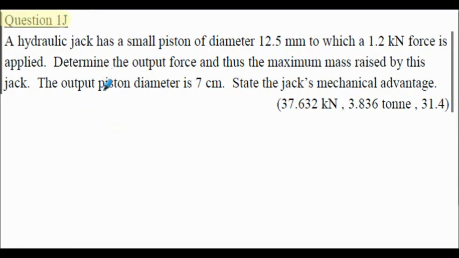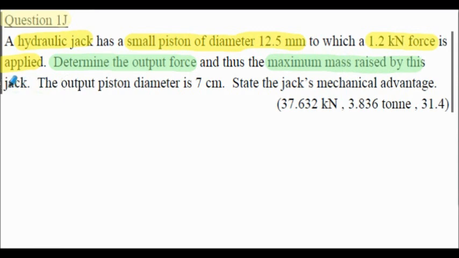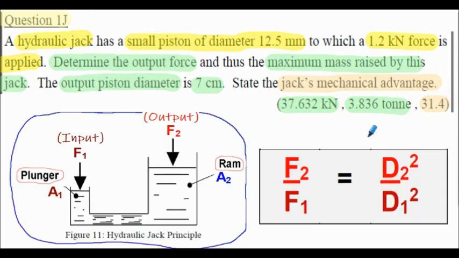This is question 1J. A hydraulic jack has a small piston diameter of 12.5 millimeters to which a 1.2 kilonewton force is applied. We've got to determine the output force and so the maximum mass that can be raised by this jack. The output piston diameter is 7 centimeters. We also need to state the jack's mechanical advantage. Answer shown in the bracket here for the load in terms of kilonewtons, in terms of the mass and the mechanical advantage.